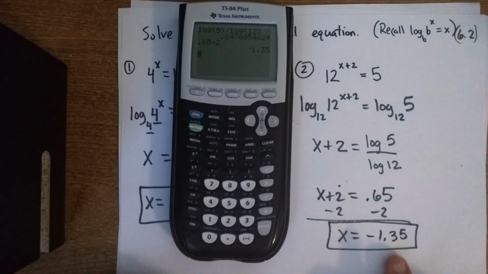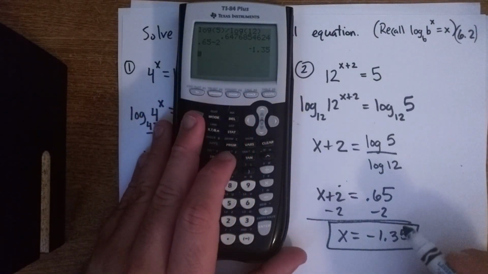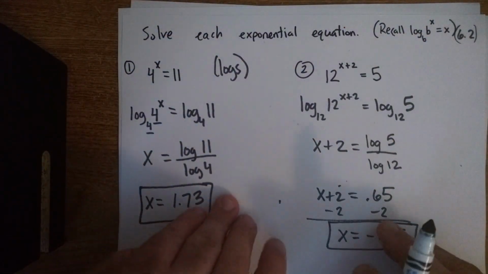Alright? And your answer might be slightly different depending on how you did your calculator. So if you're off by like 1 right here, that's fine. It'll be acceptable. Shouldn't be too big of a deal.